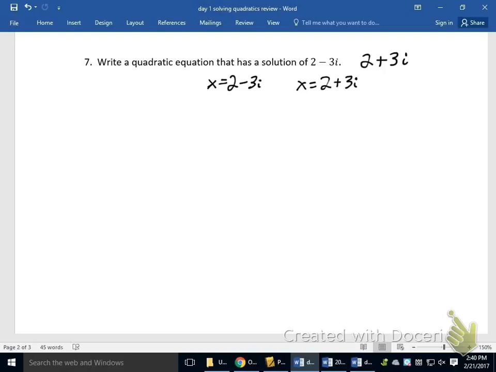From that, I can actually figure out what my factors are. Here, I'd get this equal to 0 by subtracting the 2 over and adding the 3i over, so that way it equals 0. x minus 2 plus 3i is one of my factors. Over on the right-hand one, I'm going to subtract the 2 over. I'm also going to subtract the 3i over to get it equals 0. This is my other factor. Now all I got to do is just take my two factors and multiply them together.